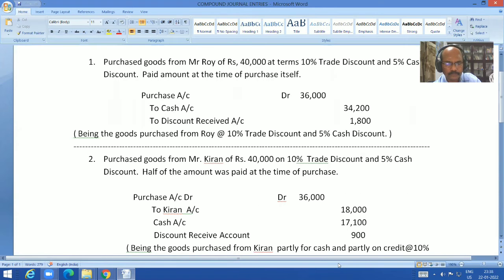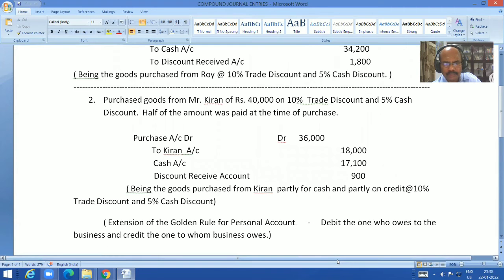Case 2. Purchase the goods from Mr. Kiran of rupees 40,000 on 10% trade discount and 5% cash discount. Half the amount was paid at the time of purchase. Here you will know that credit dealing is involved. Half the purchase is credit purchase because only half the amount was paid. Only the cash part is half. The balance half part is obviously credit purchase.